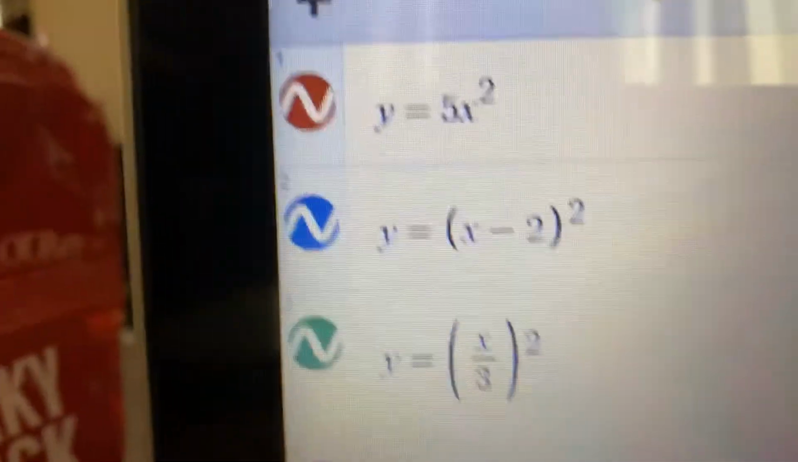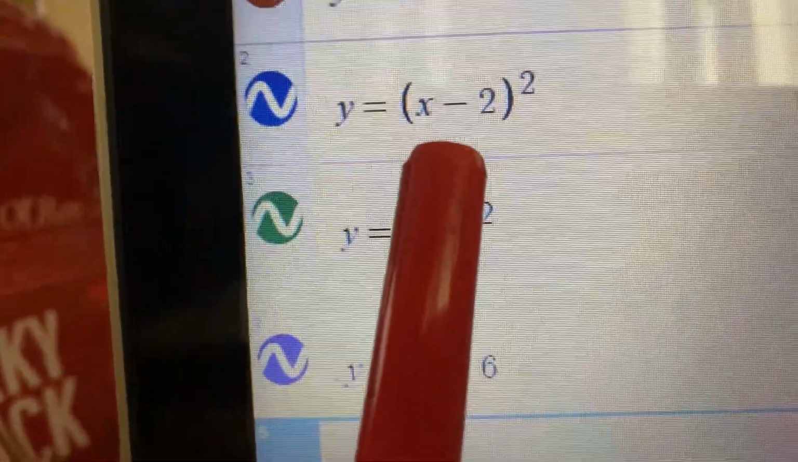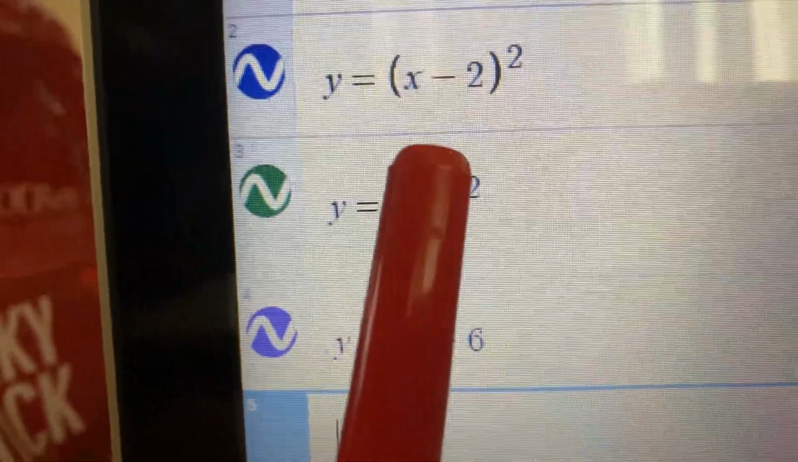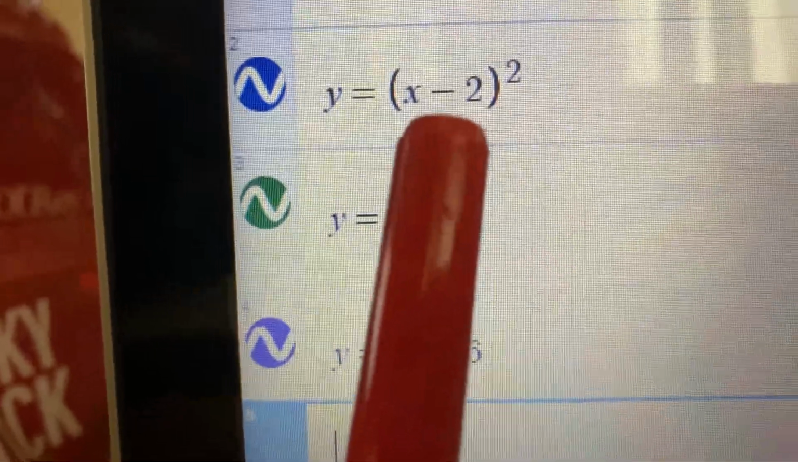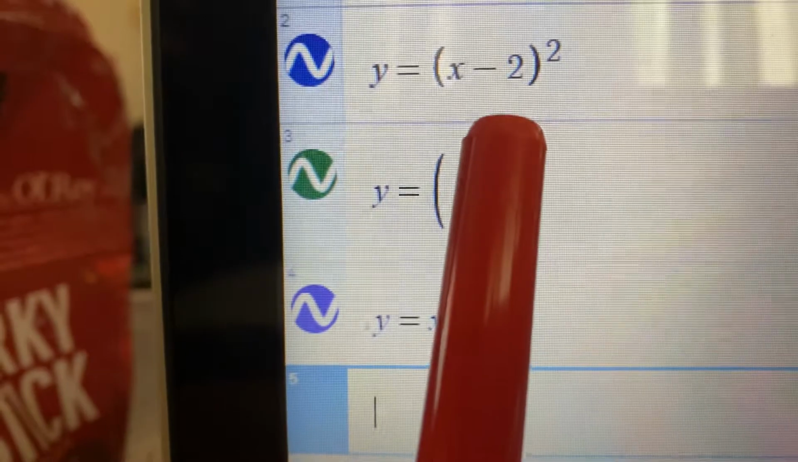Whenever you have a transformation that's inside the house like this, that is a horizontal slide, either left or right, you will not maintain that even function. It's not going to reflect over the y-axis and still be the same function.